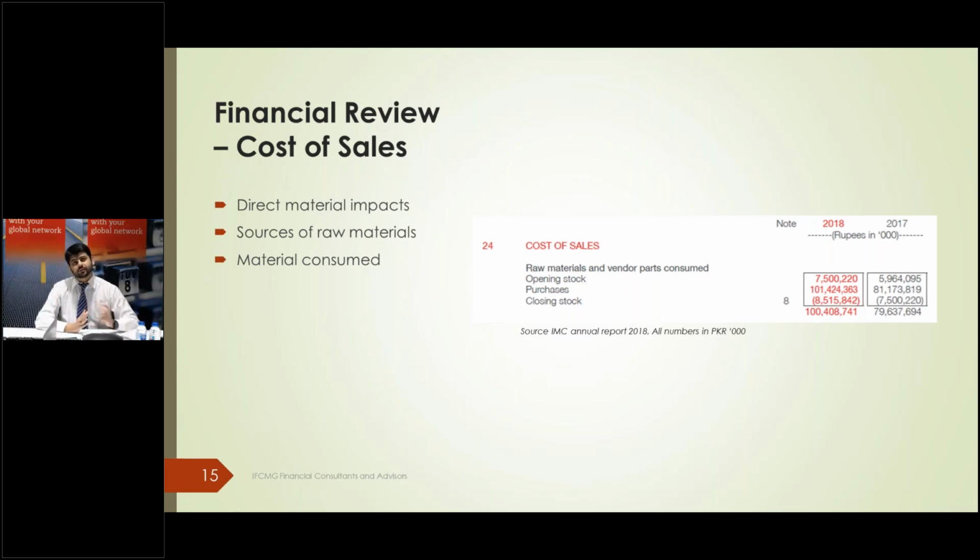Now, Indus Motor Company manufactures using primarily imported raw material or imported parts in its manufacturing process. So raw material is critical. As you can see, purchases are worth 101 billion in the year 2018. While this is not the singular factor that needs to be considered, we also need to consider other initiatives, because where inventory is involved, there are other components that need to be considered.